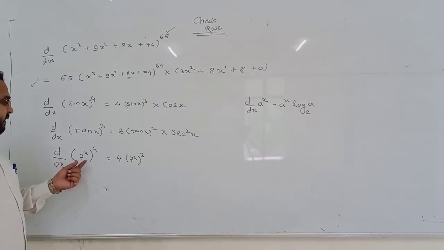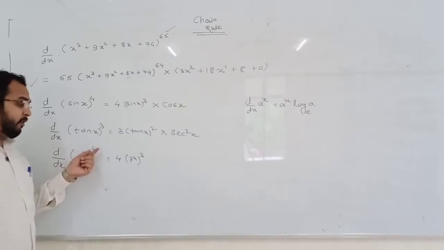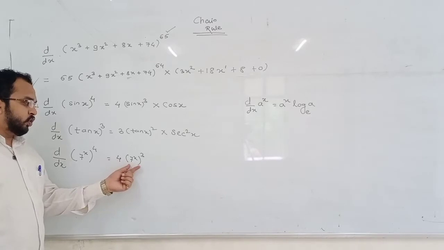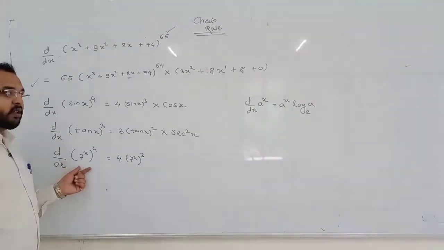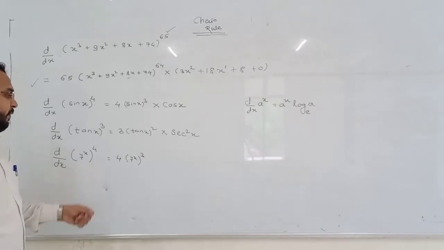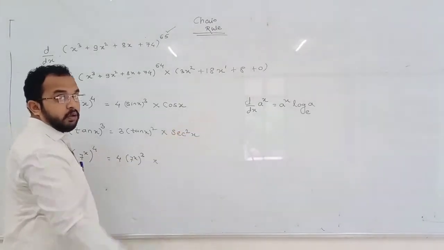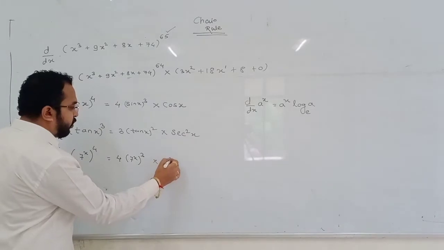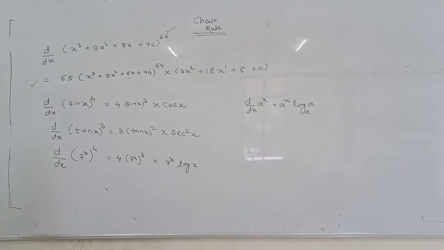So here 7 to the power x to the power 4. So this is not x. Something to the power 4. Apply the power rule first. So 4 into something to the power 3. This is the power rule. But whatever is given inside the bracket is not x. Hence differentiate it again. So what is the differentiation of 7 to the power x as per this rule? This is differentiation of an exponential function. So it will be 7 to the power x into log 7.